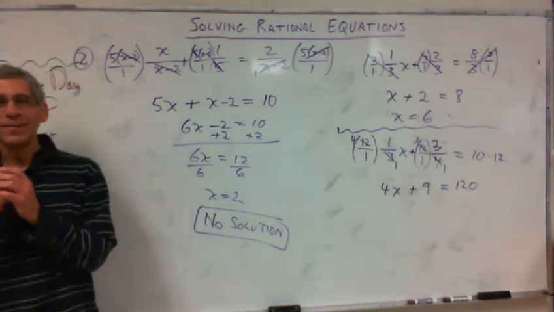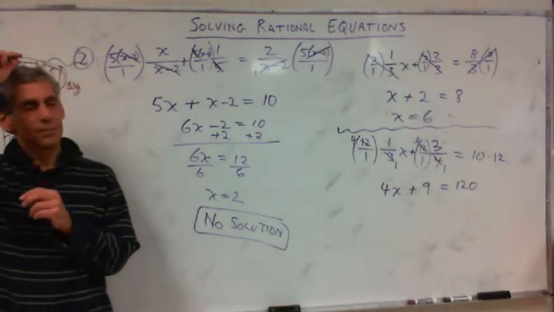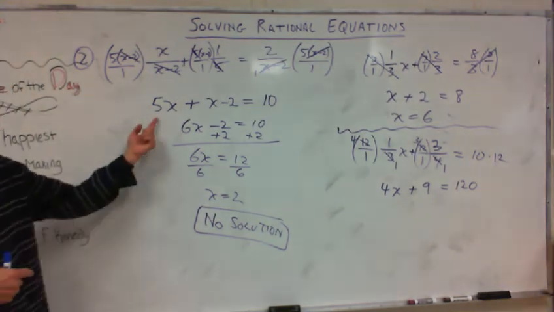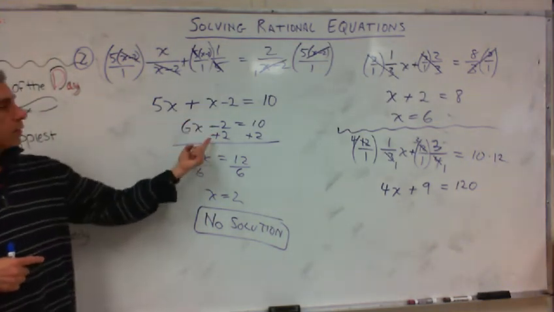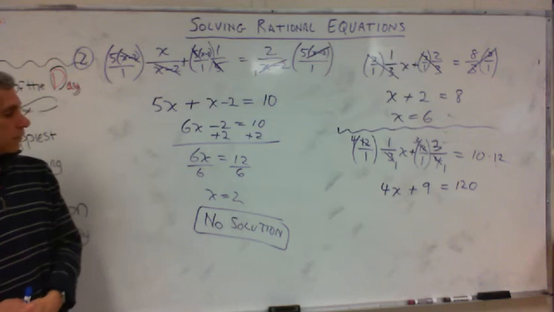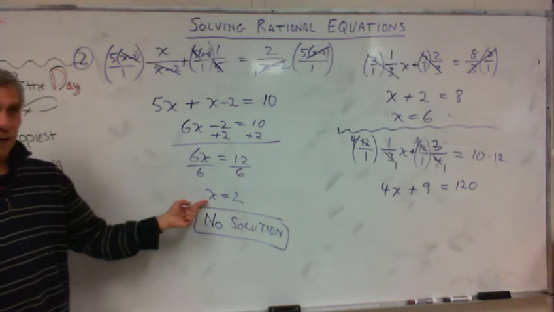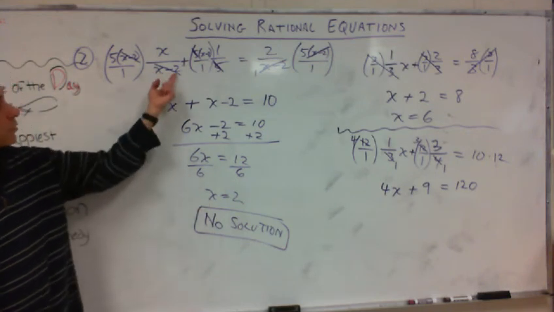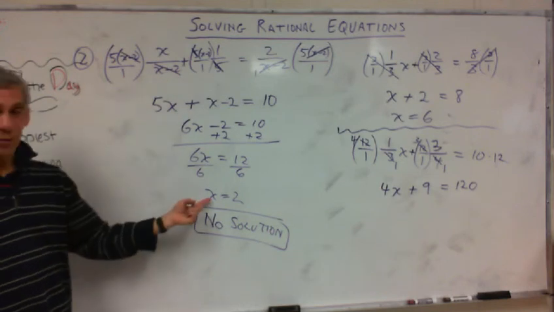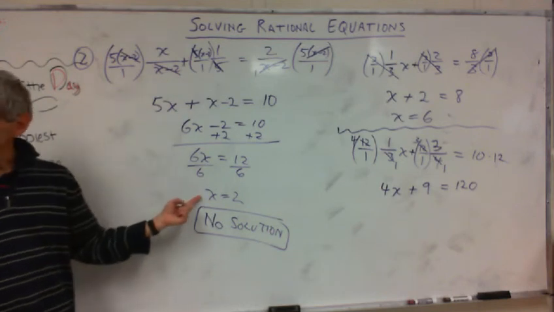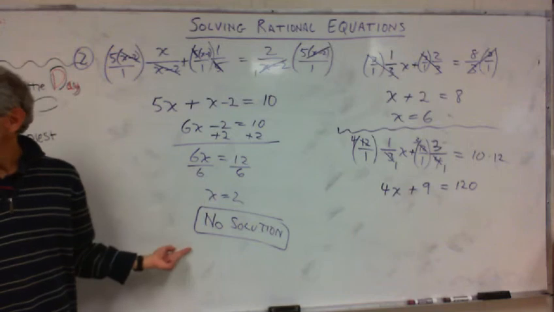Gary, how did the 6x turn in? 5x plus 1x is 6x, right? Minus 2 equals 10. And you all understand that because 2 minus 2 would be 0, and that would be in the denominator. That is not only the answer, but it's the excluded value. Therefore, there's no solution, right?